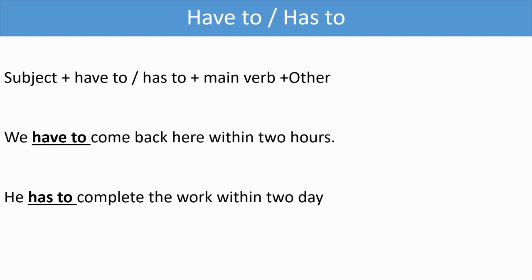Now come to the next one. Have to, has to. Subject plus have to, has to, plus main verb plus other. কোথাও যেতে হবে, পড়তে হবে, কাজটা শেষ করতে হবে, this type of expression, এগুলো যখন আমরা করতে চাই, লিখতে চাই, তখন আমাদের ব্যবহার করতে হয় have to or has to. তাহলে subject plus have to or has to plus main verb plus other.